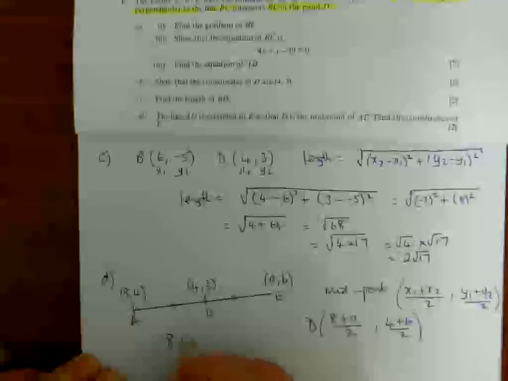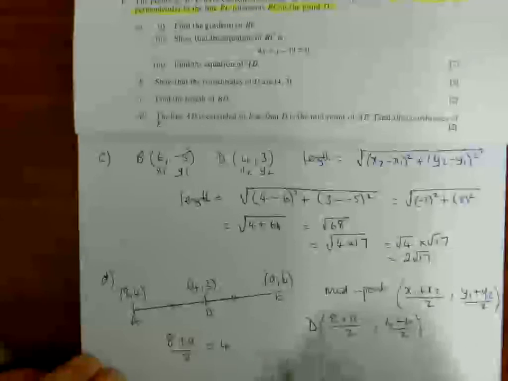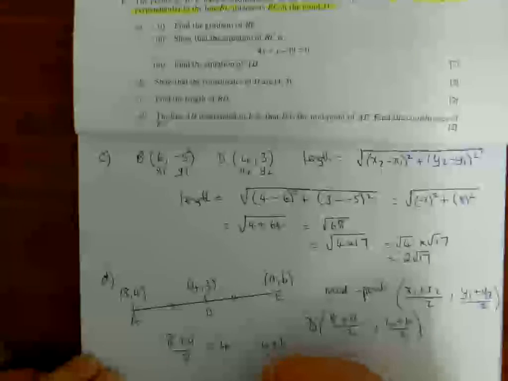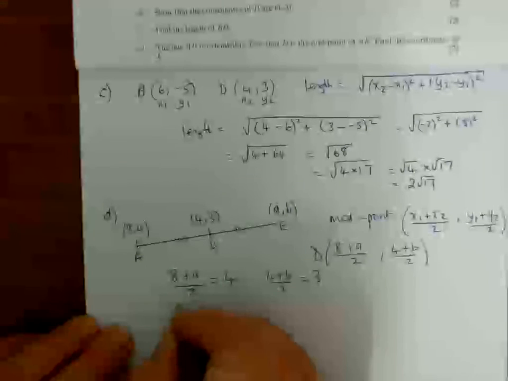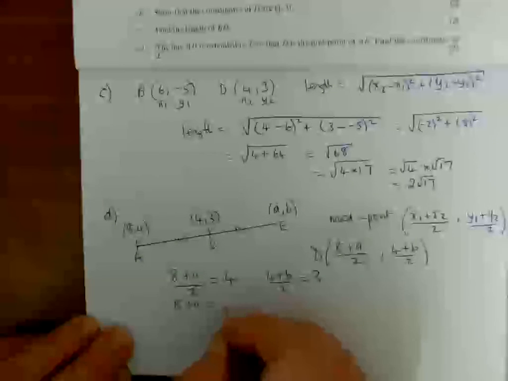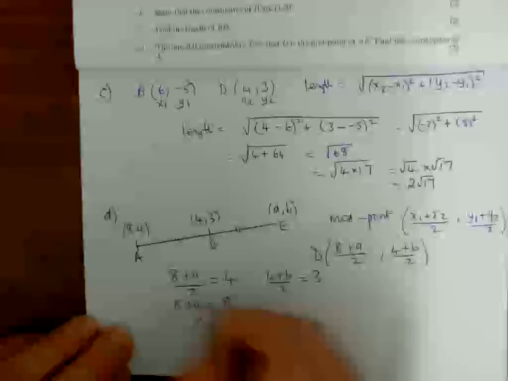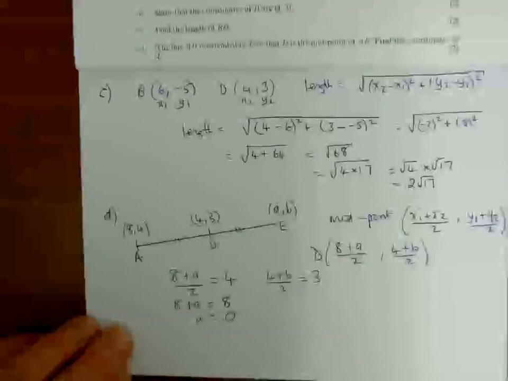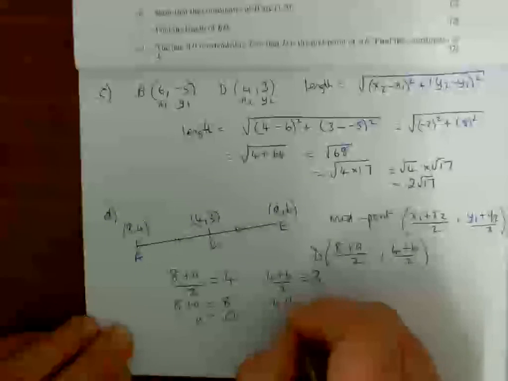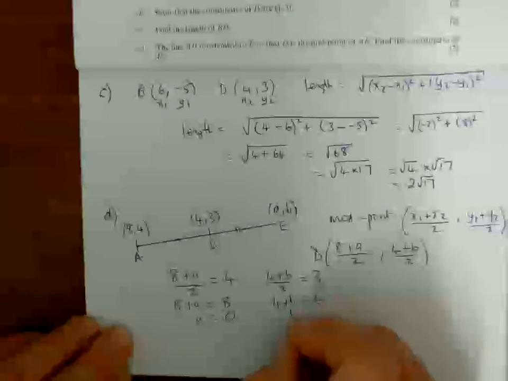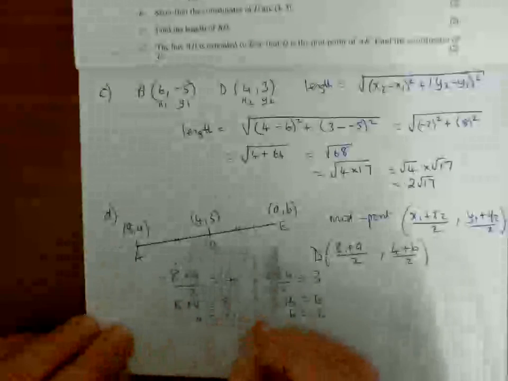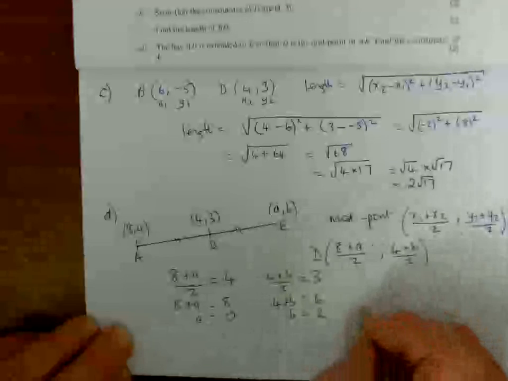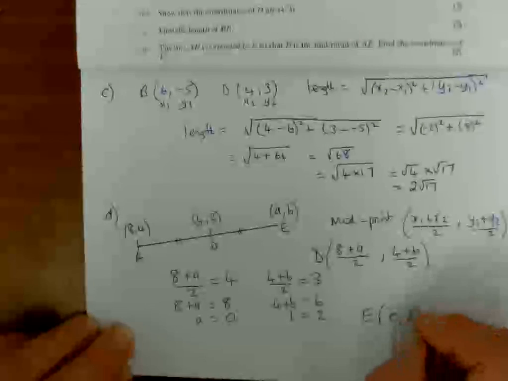So I know that 8 plus A over 2 will equal 4. And I know that 4 plus B over 2 is equal to 3. So I just need to solve these. So multiply by 2 first of all. So 8 plus A equals 4 times 2, which is 8. So take the 8 over, 8 take away 8 is 0. So A is a value of 0. And 4 plus B will be 2 3's, which is 6. Then B will be 6 take away 4, which is 2. So the point E is A, B. So E is 0, 2.